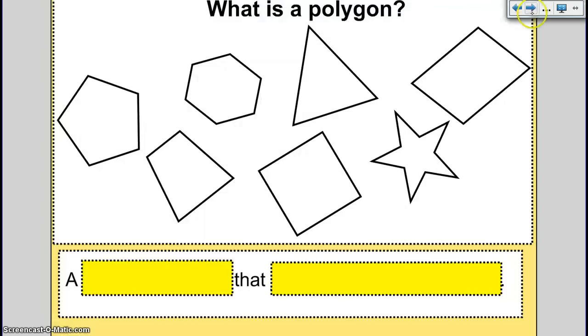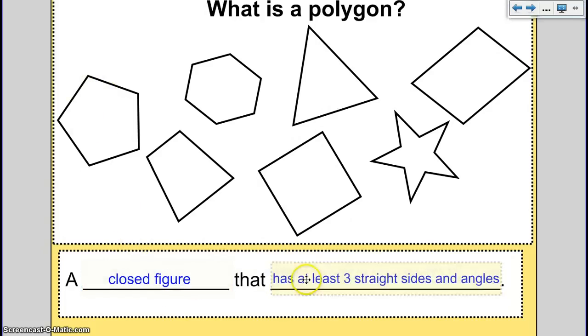Now, what is a polygon? Like we said, a polygon is a closed figure that has at least 3 straight sides and angles. So notice that these are all closed. They are all straight lines.